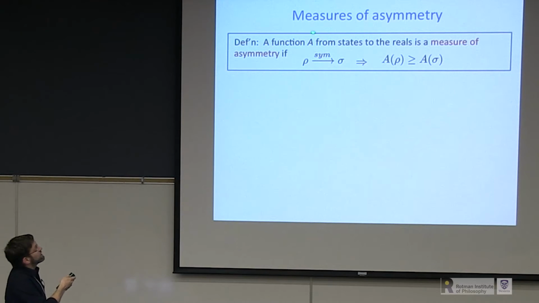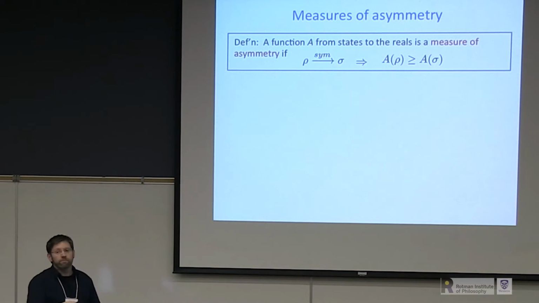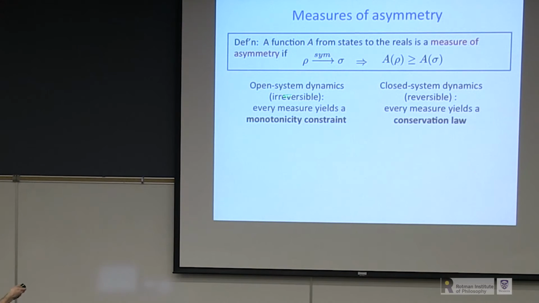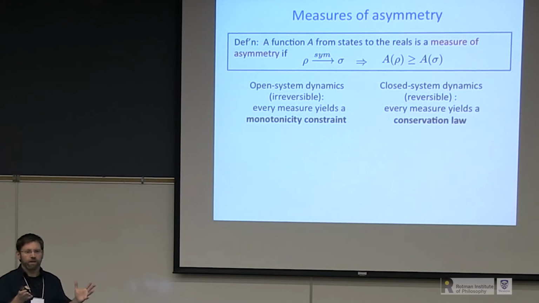So remember the definitions. Here, a function A for asymmetry is going to be called the measure of asymmetry. It's a function from states to reals. If whenever I can go from rho to sigma by a symmetric operation, possibly in open system dynamics, then the measure of asymmetry of sigma can't be greater than the measure of asymmetry of rho. So if I consider open system dynamics, which are irreversible, then every measure of asymmetry gives me a monotonicity constraint. It should feel a little bit like the second law of thermodynamics. It says this quantity here is non-increasing. It would be like the negative entropy in thermodynamics. The negative entropy is always non-increasing in thermodynamics. That's the kind of constraint you'll get.